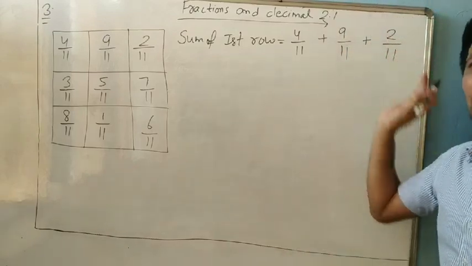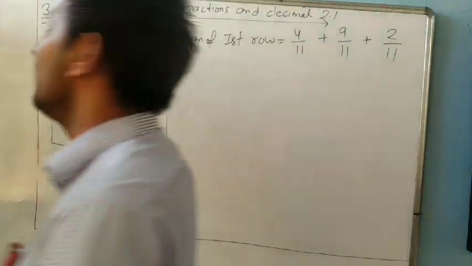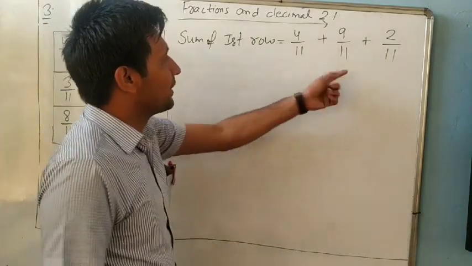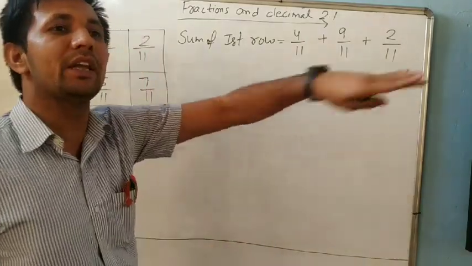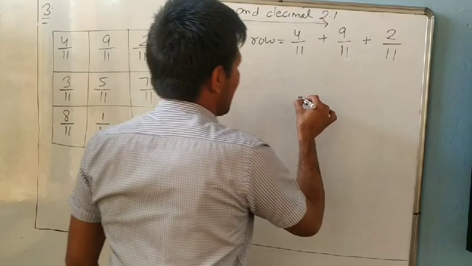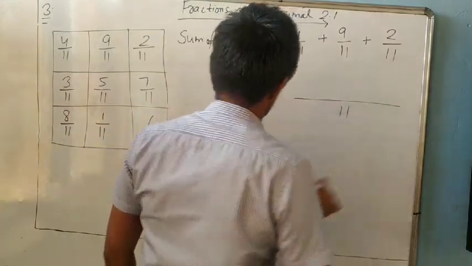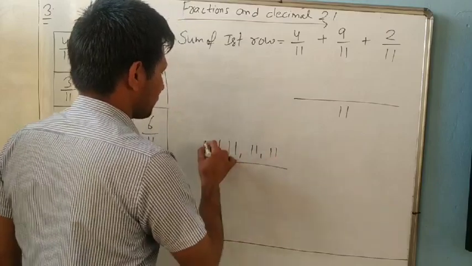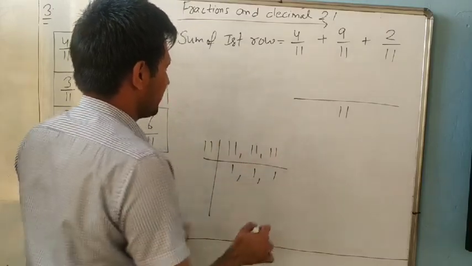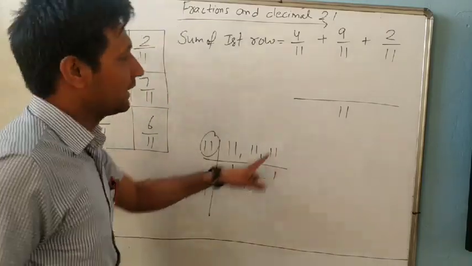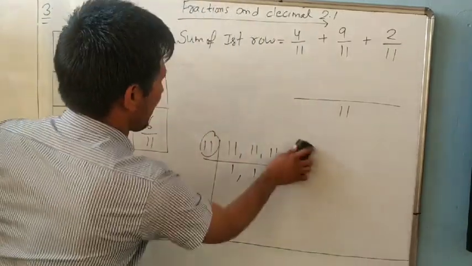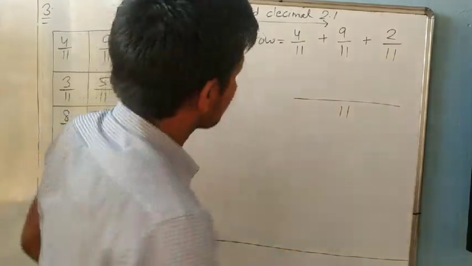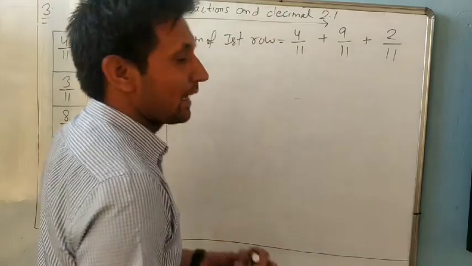So how will we add the fractions? By taking the LCM. What is the LCM? If all the denominators are the same, then the LCM is as it is. You can write 11. Yes, you can find the LCM: 11, 11, 11. So 11, 1, 1, 1. So what is the LCM? 11 into 1, 11. Understand it? So the LCM is 11.